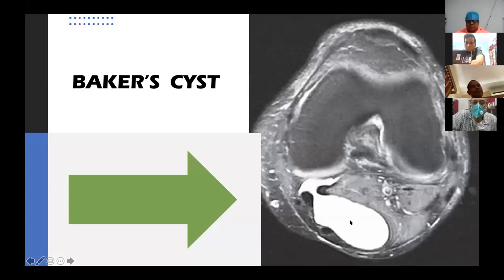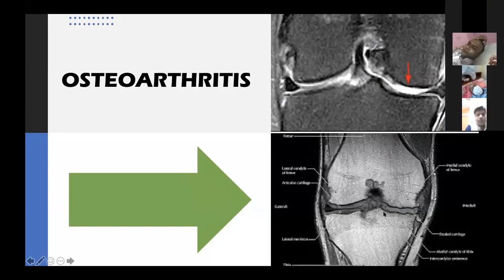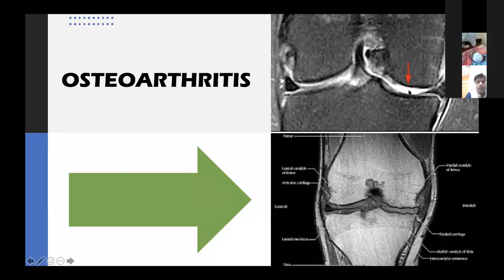And this is the Baker cyst. You see the big water-filled sac posteriorly. And you can get some idea of osteoarthritis from the MRI also. There is irregularity of the articular surface. In the lower figure, you can see the irregularity of the articular surface. There may be some degree of edema, and there may be some degenerative changes in the menisci.